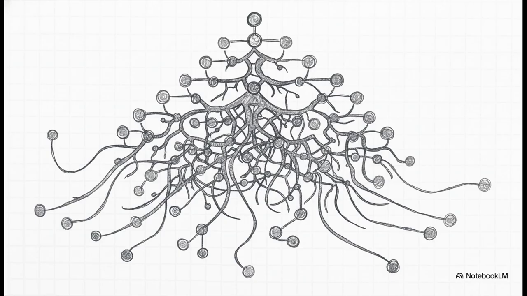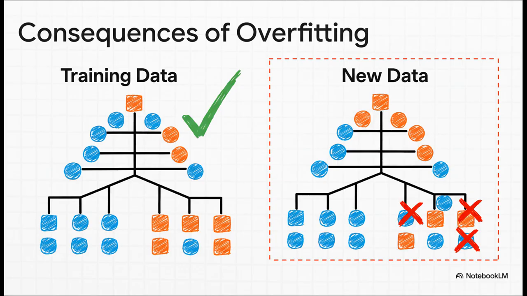It's grown completely wild, with branches splitting over and over and over again, until it has a special, unique path for almost every single data point it was trained on, and that includes all the random noise and all the weird outliers. So what's the big deal with being a perfectionist?